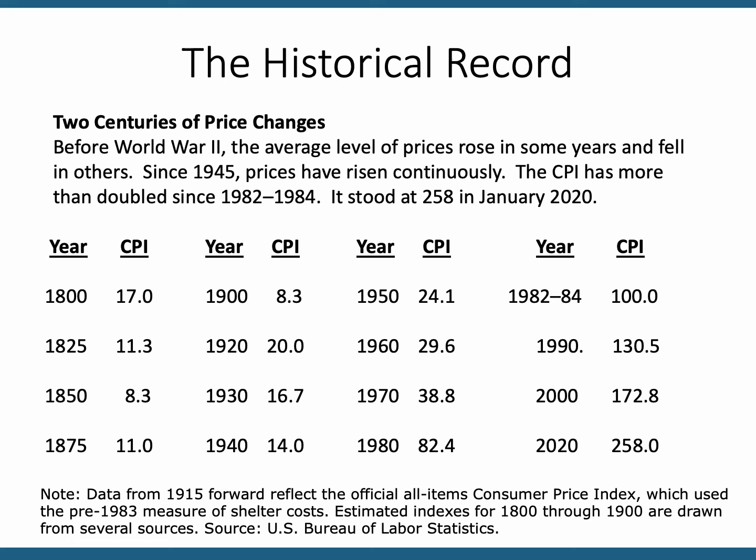Here are some values of the Consumer Price Index across time. You can see in 2020, the Consumer Price Index was 258. The price index was established in 1982, 83, 84. So for those years, it has a value of 100.